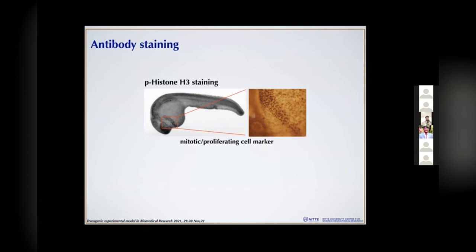You can look at antibody staining. This is phosphohistone staining in zebrafish, which is a mitotic marker. If you're looking at a compound which is mitogenic in nature, you can just do a phosphohistone staining and it can give you an idea whether it is making it mitogenic or not. Next slide.